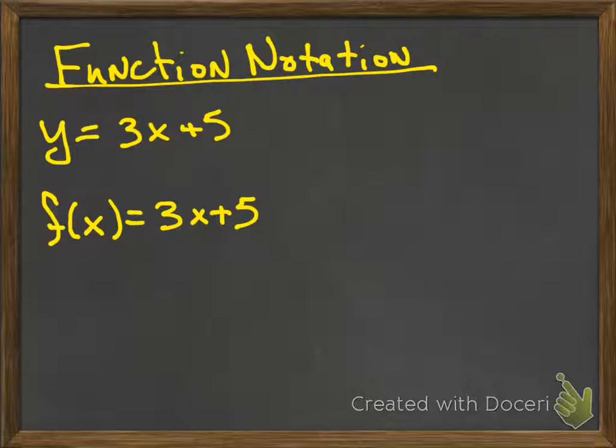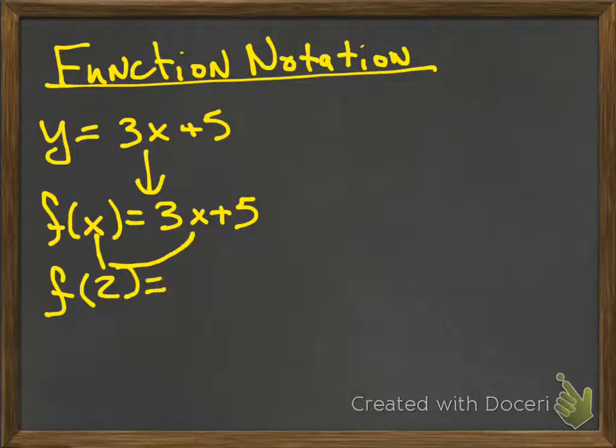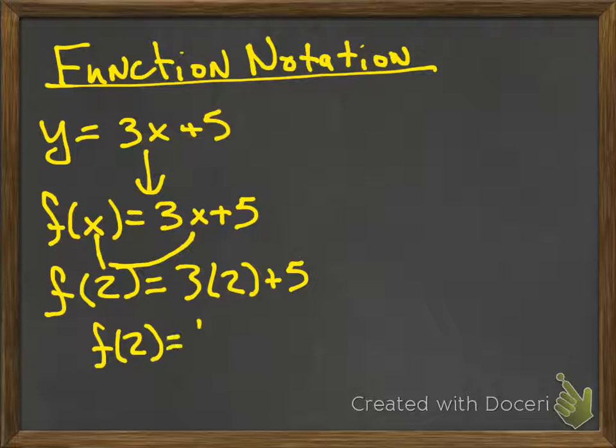Now what that allows us to do is that if I say f of 2, now I know the 2 is going in place of the x, so I would put the 2 in that x and say 3 times 2 plus 5. Well, what's the answer? I would get 11. So that means that when my x was 2, my answer was 11. And there's that ordered pair of (2, 11).